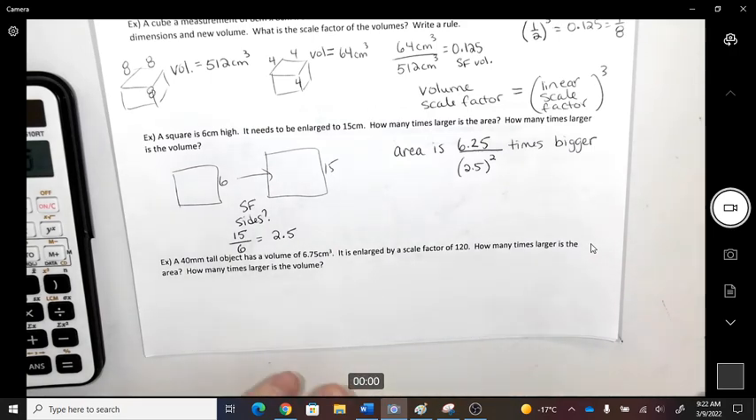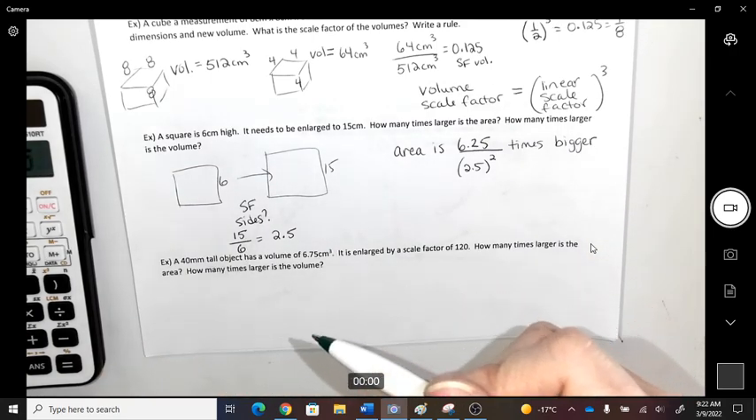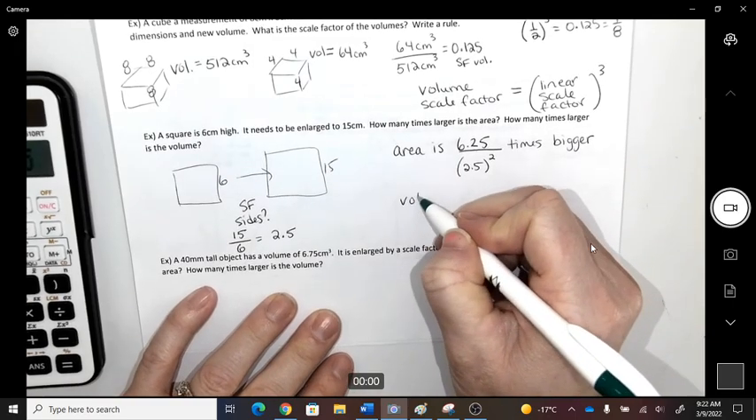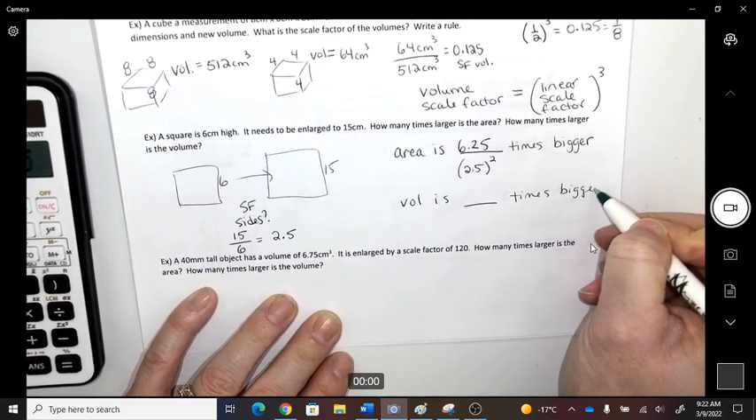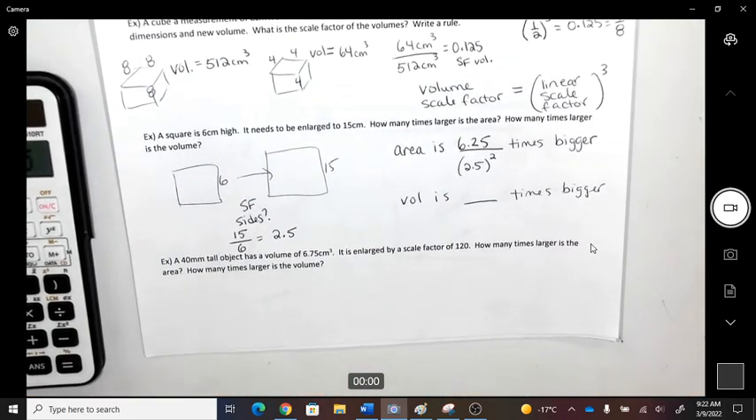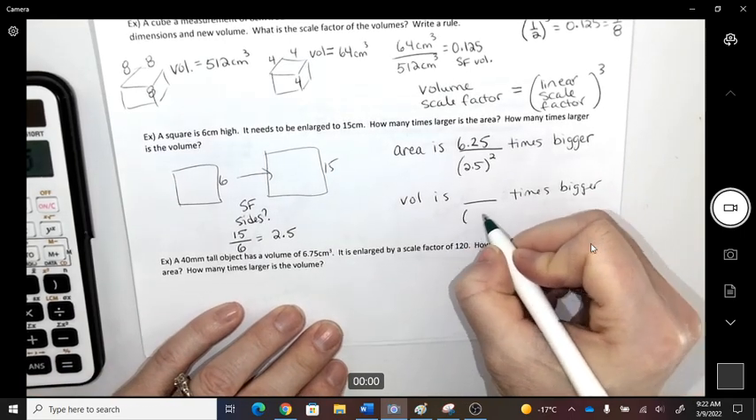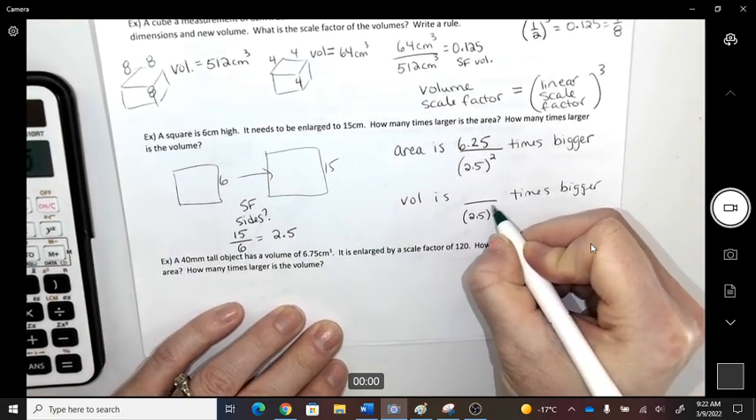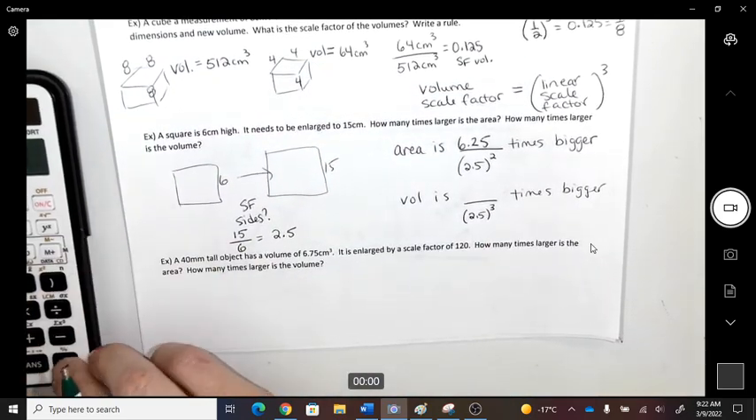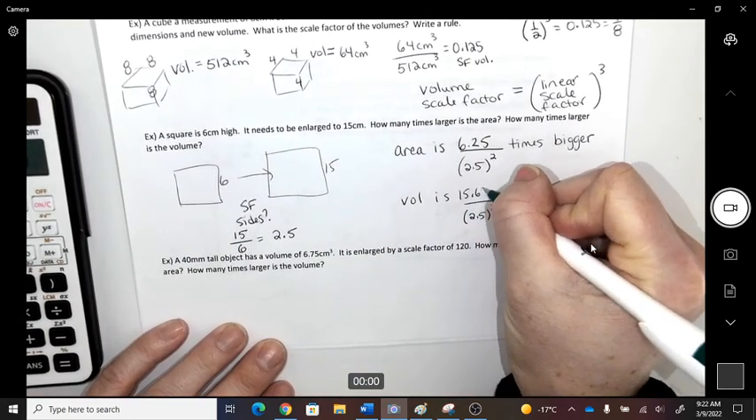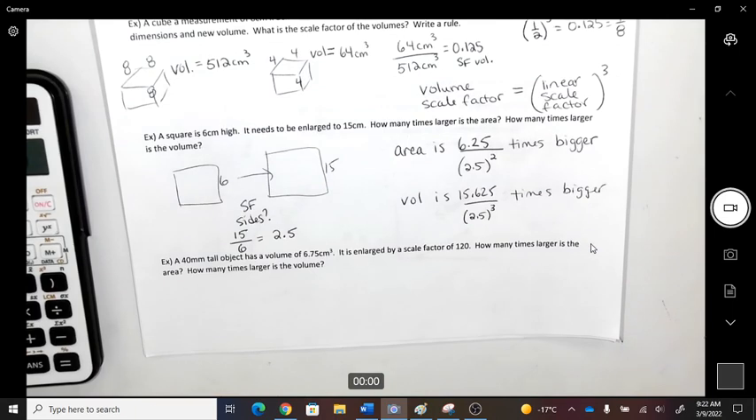Okay, this doesn't really make sense on a square because a square is not a volume. So I'll just pretend now that we're doing a cube. So if this was not just a square, but if it was a cube, what would the volume change by? So what are you going to do? You're going to take the side scale factor and cube it. So the volume is going to be just over 15 times larger.